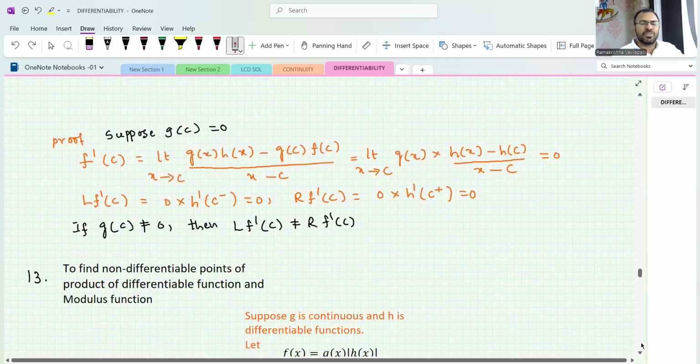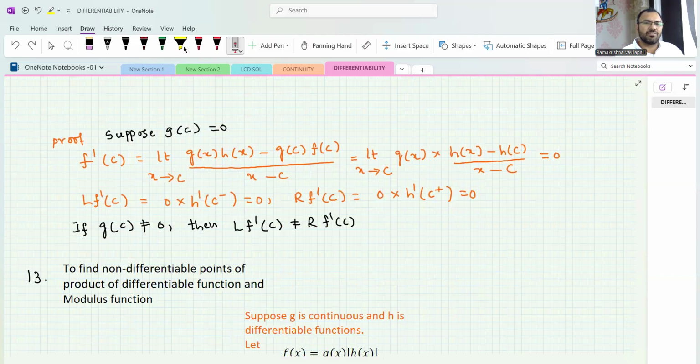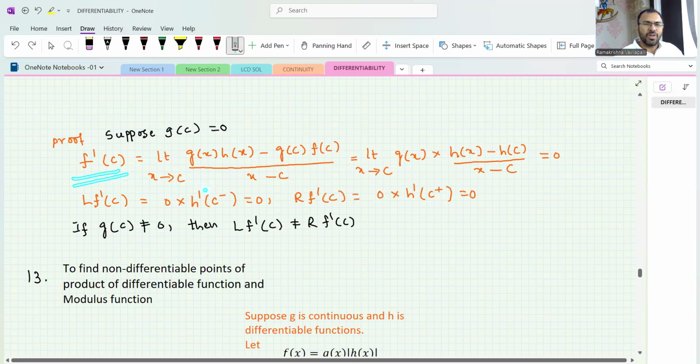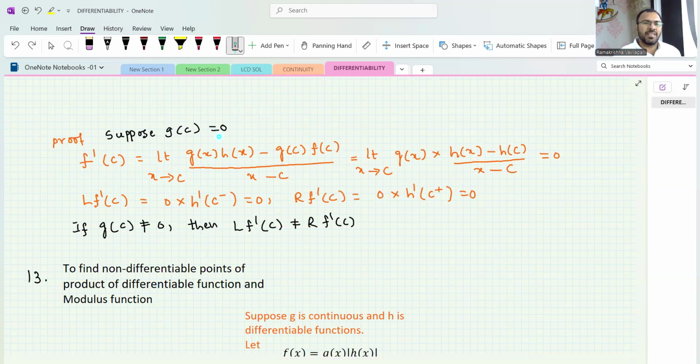Suppose g of c equal to 0. Assume that g of c equal to 0. Now you write the definition of f dash of c. Using the basic definition of differentiability, the limit as x tends to c of g of x, h of x minus g of c, h of c, by x minus c.